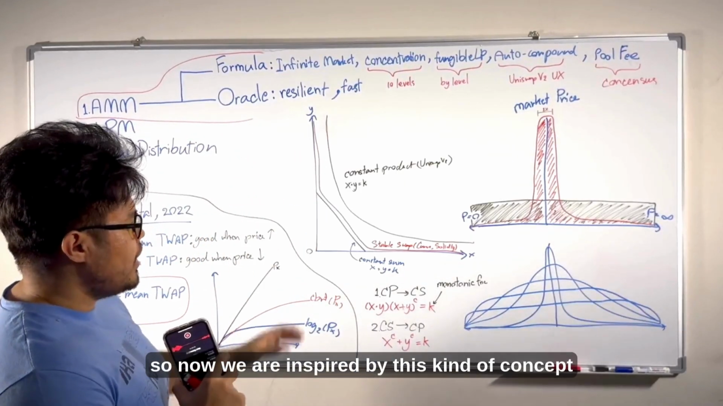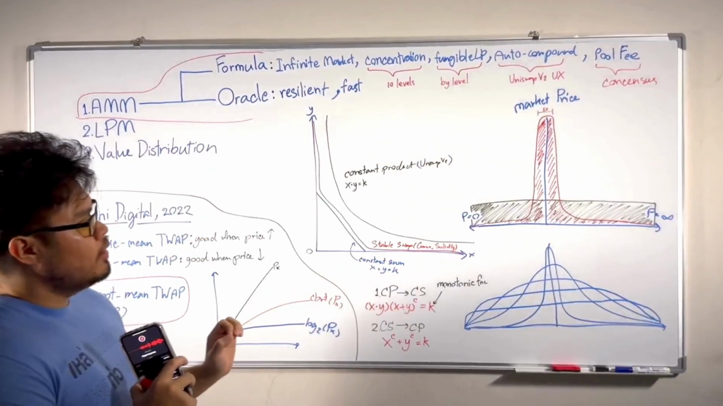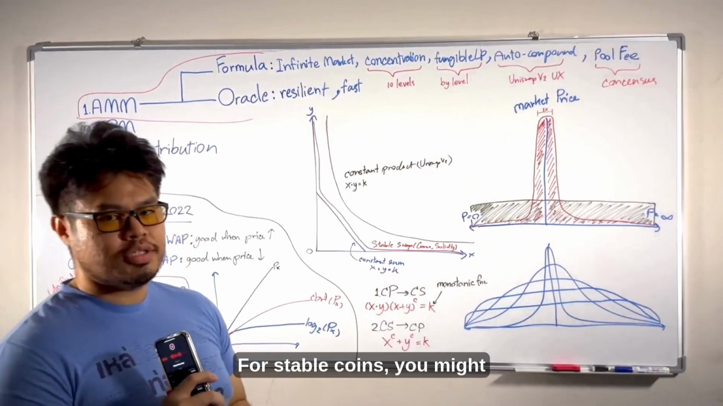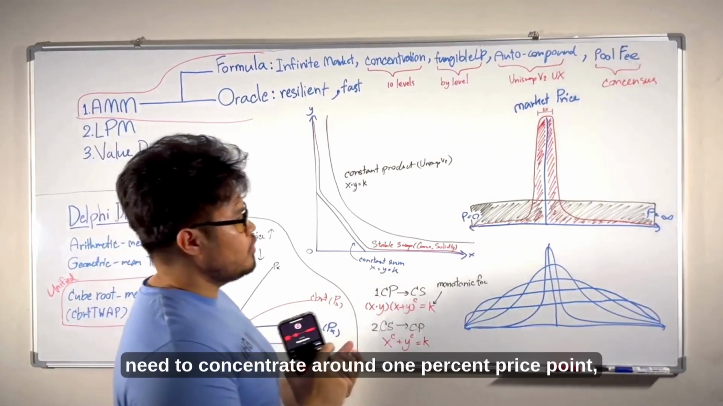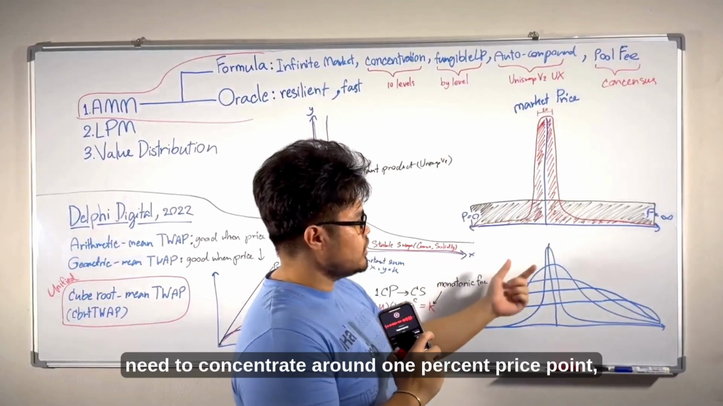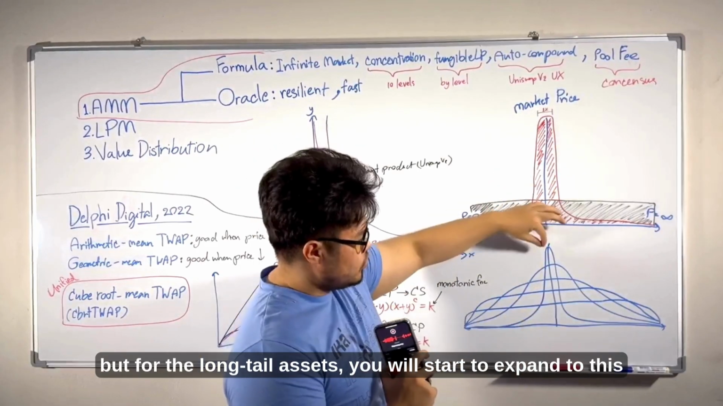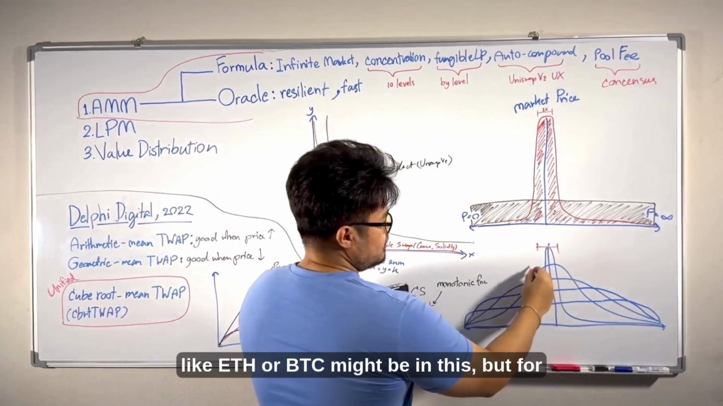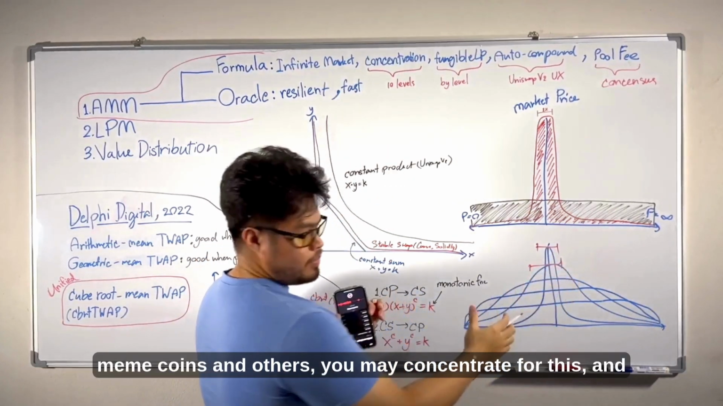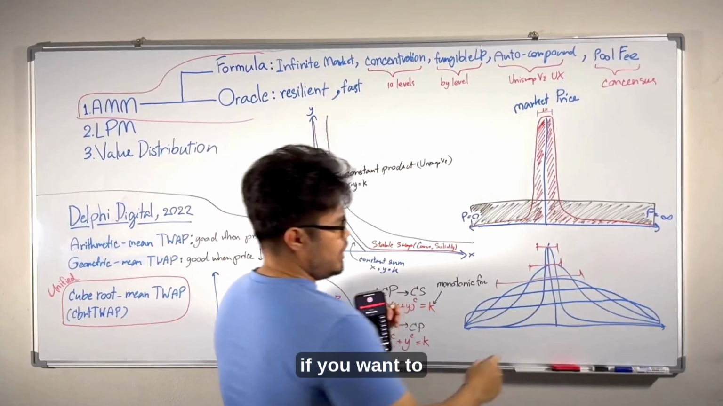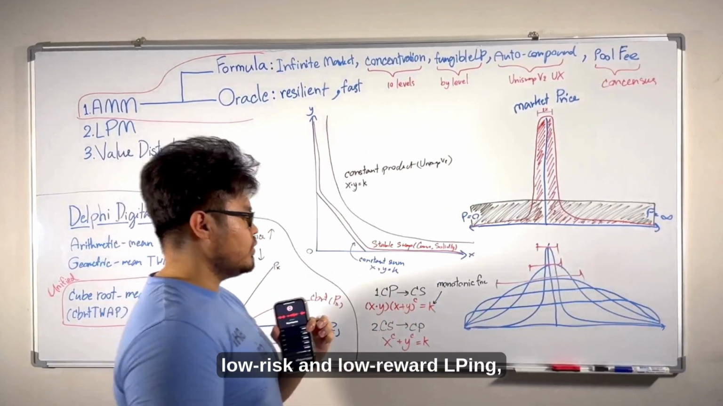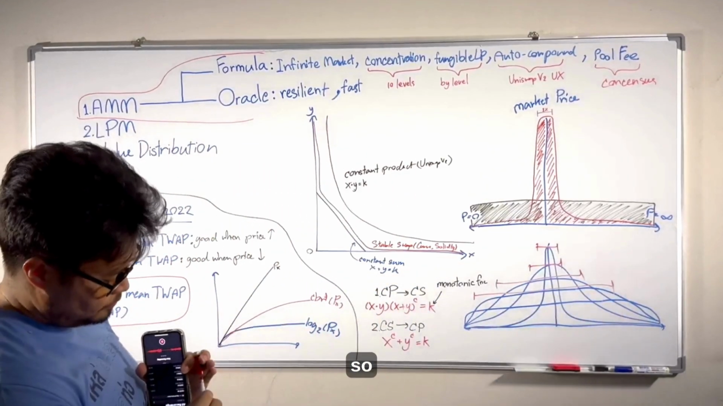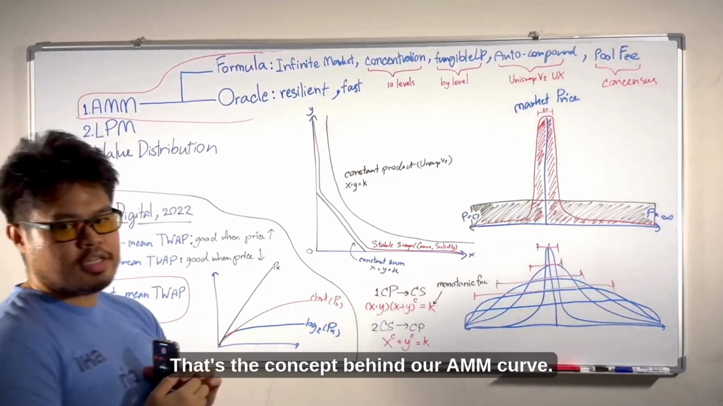So now we are inspired by this kind of concept. But the thing is, there are different levels of concentration, where for stablecoins you might need to concentrate around the 1% price point, but for long tail assets you start to expand to this price point. EBTC might be in this one, but for meme coins and other coins you may concentrate for this. And if you want a low risk and low reward LP, you may want to use this range of concentration. So that's the concept behind our curve.